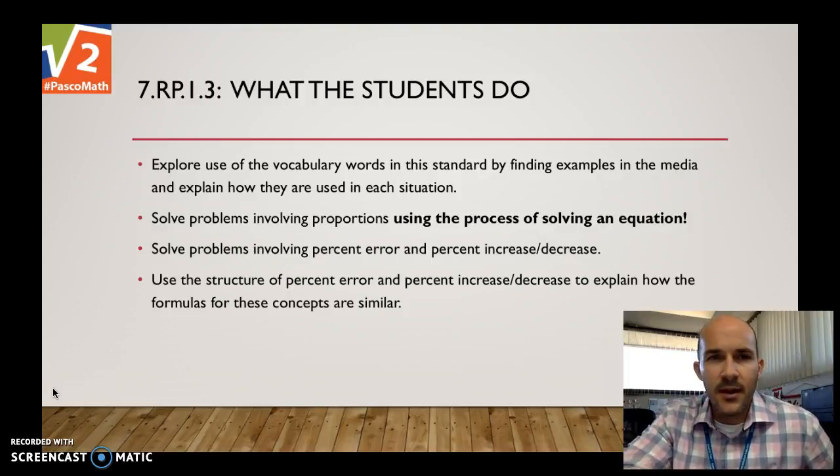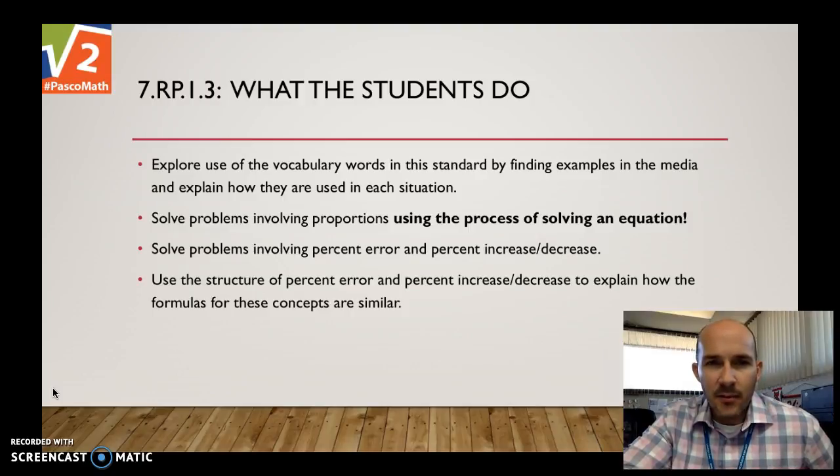What students are doing, they're exploring the use of the vocabulary words in the standard, finding examples in the media and explaining how they're used in each situation. So let them go to town shopping on some of their favorite things, school appropriate, of course, and then have them connect that math vocabulary back to what they're seeing out there in the media.